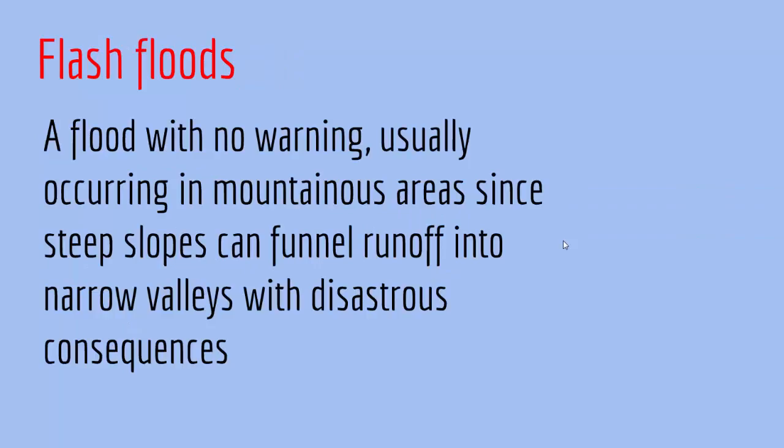The other type of floods that we have is called flash floods. Flash floods often occur with little warning and are potentially deadly because they produce a great amount of water in a short period of time that can leave little room for preparation and evacuation. This type of flood comes very fast. It can accumulate a lot of water and it can hit a region with no warning. Usually it happens in mountainous areas since the steep slopes can funnel runoff into narrow valleys.